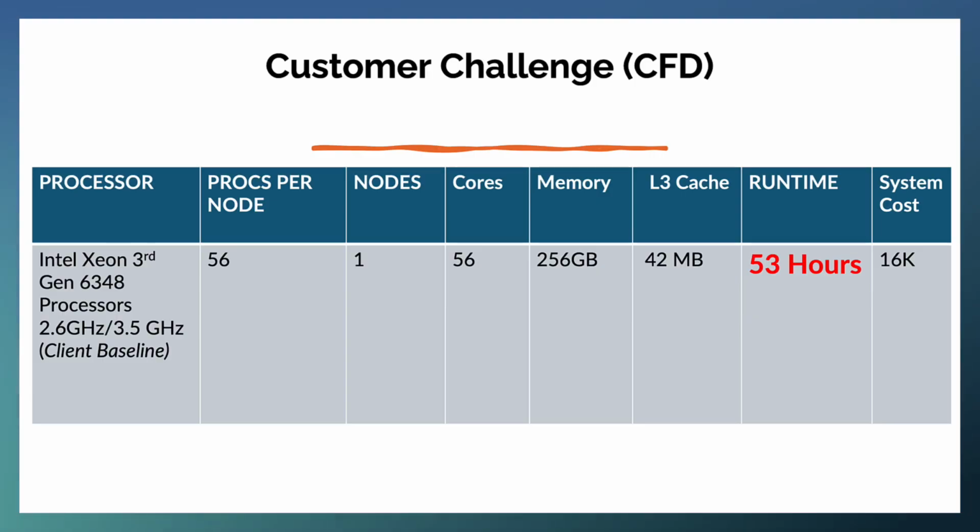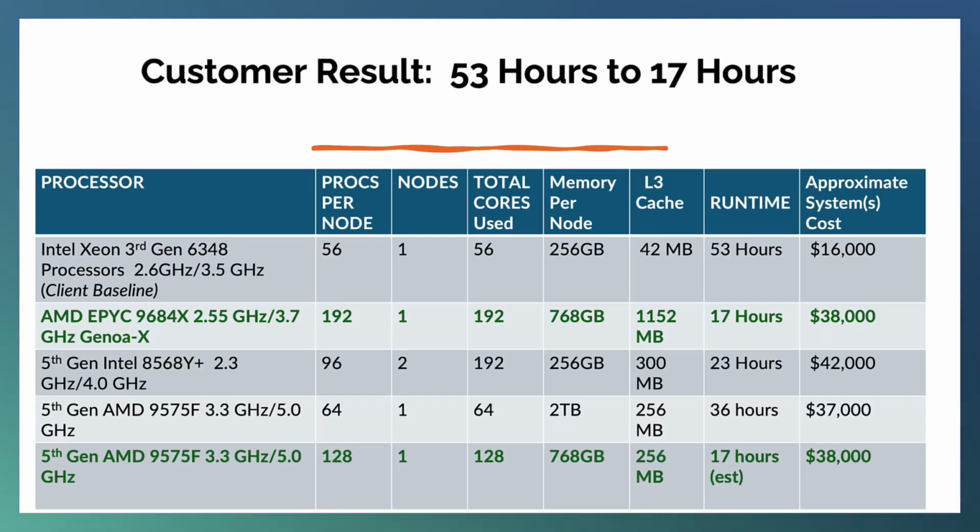And so a real-world example, sometimes the benchmarks always look good, but we had a client come to us and said, hey, I have this run. It's taken 53 hours, and they paid $16,000 years ago for this compute box. And so they're like, I need to get this runtime down. What can I do? And they're running on 56 cores of this 3rd Gen Intel. So we were able to get that down from 53 hours to 17 hours.